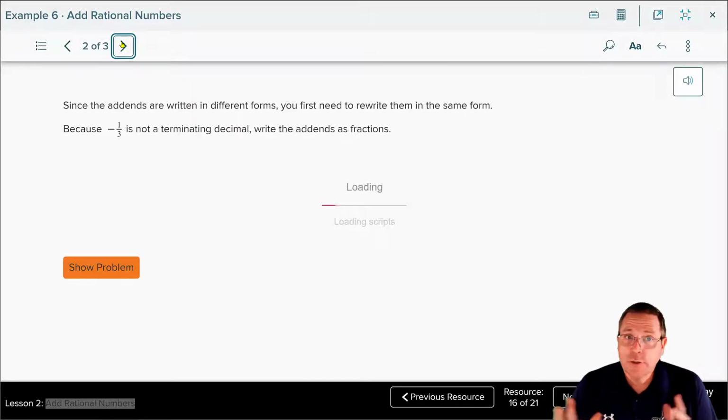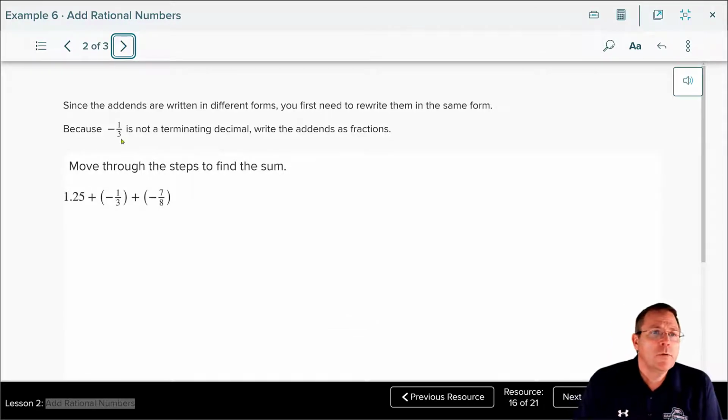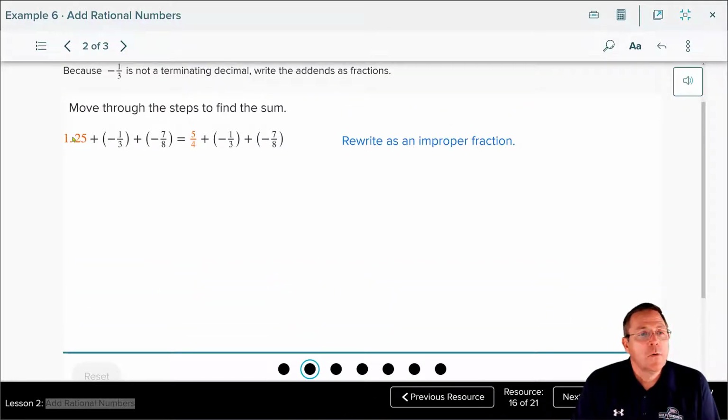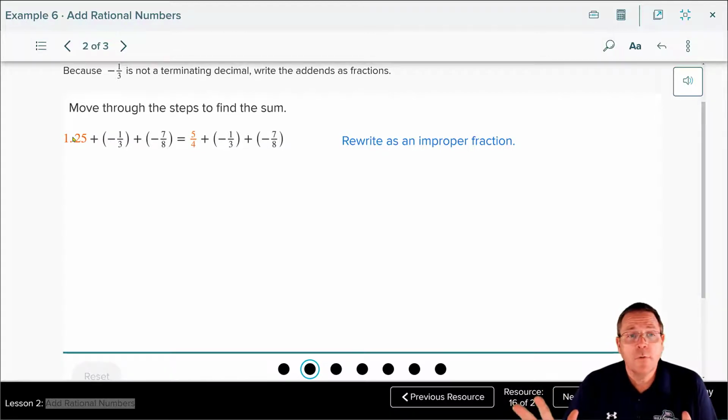They said what I just said, because 1/3 is non-terminating, then they want to write all the add-ins as fractions. So that means they're going to take that 1.25 and change it to a fraction as well, that you see right here. 1.25, they made a huge leap here, is 1 1/4, and 1 1/4 is the same thing as 5/4. So that's their first big leap.